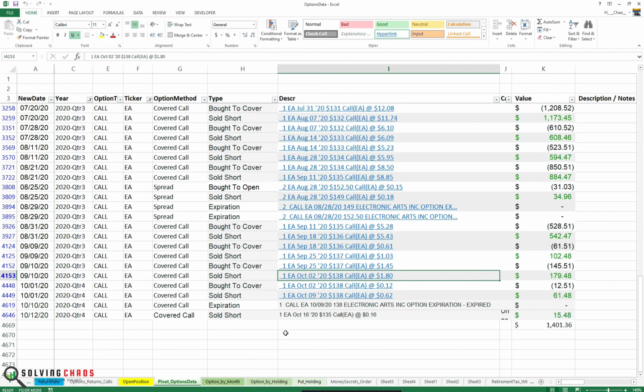I would like to make a video on it. But this shows that this is very possible where you can roll. I only have 100 shares, by the way, of this, and I constantly roll this.